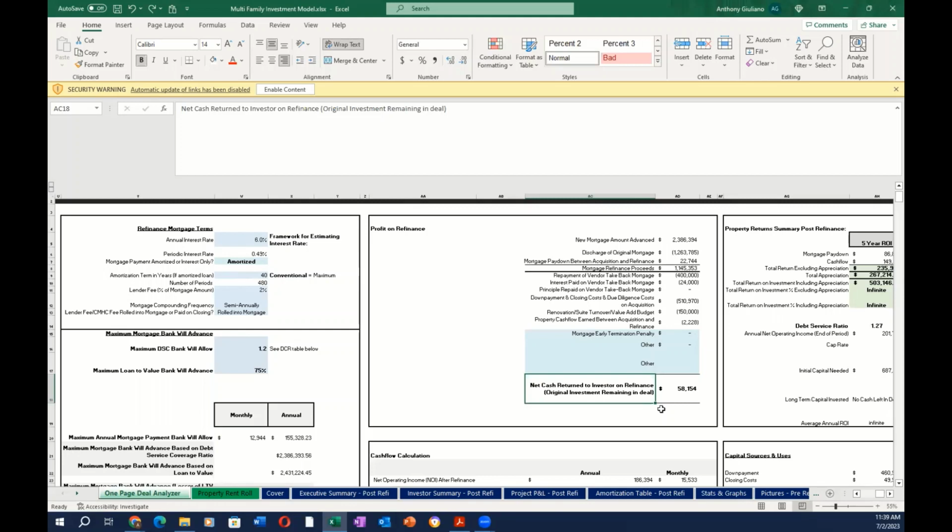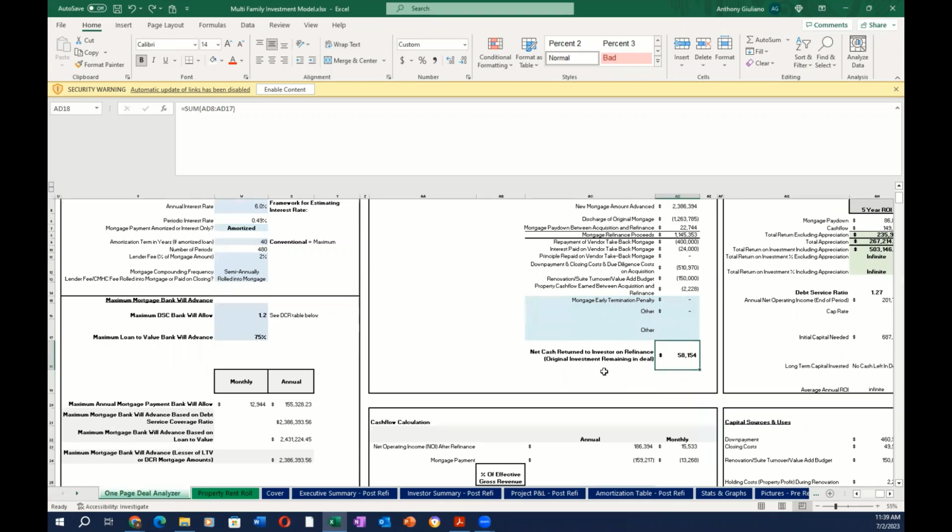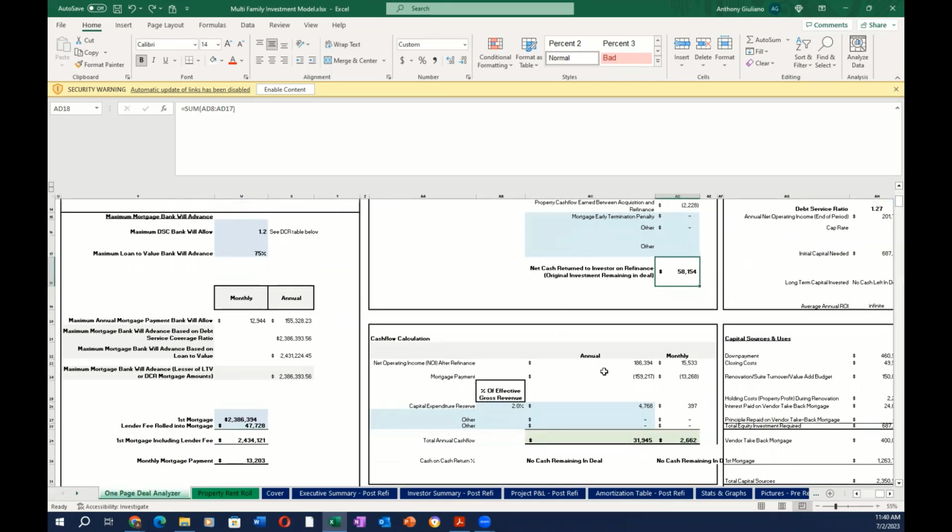In this, we have our entire original investment returned to our investors plus $58,000. So we have a $58,000 profit on refinance that's distributed out, and we are holding an asset now that is fully turned over and renovated. So I think that would be a successful deal, I would say, because there's none of our own money left in the deal. Plus, we've distributed $60,000 back to our partners.